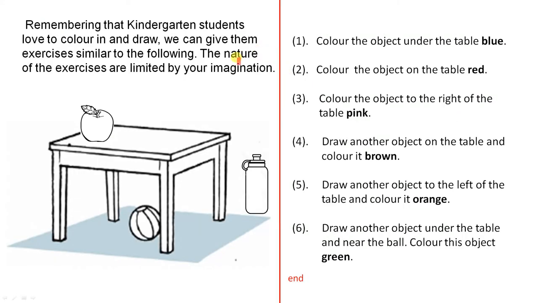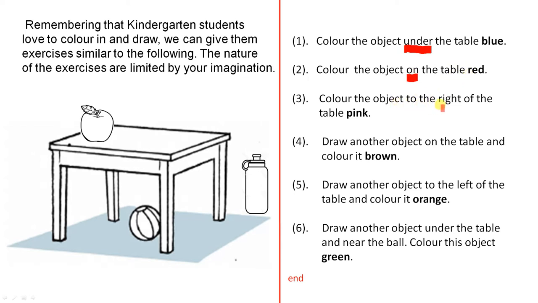Remembering that kindergarten students love to colour in and draw, we can give them exercises similar to the following. The nature of the exercises are limited by your imagination. So here's a simple table, and there are some objects here in relation to the table. We can ask the students such questions as, colour the object under the table blue. There's the position word. Colour the object on the table red.